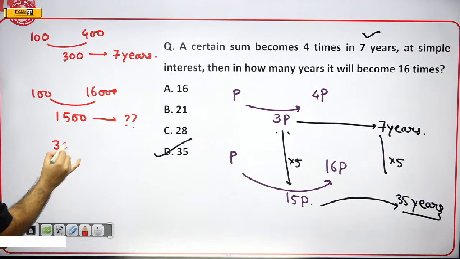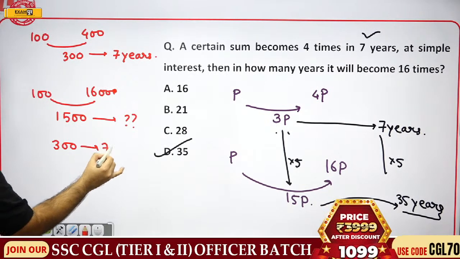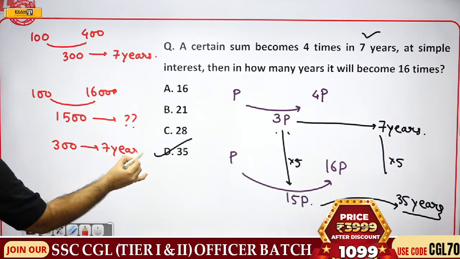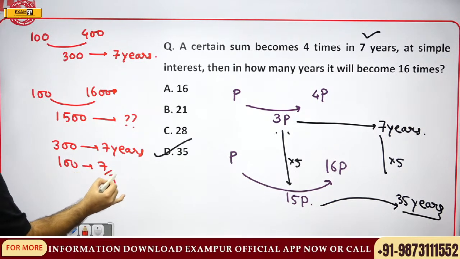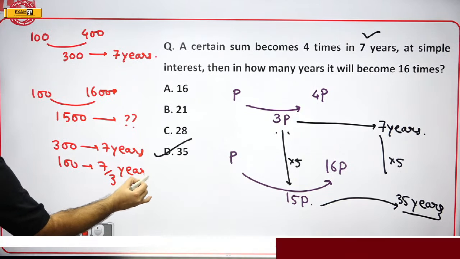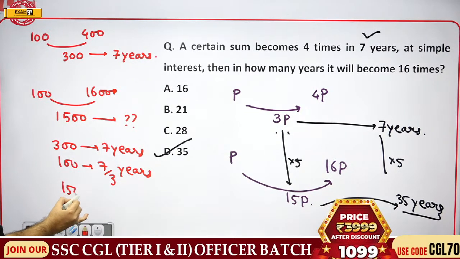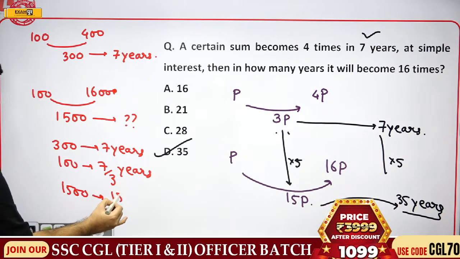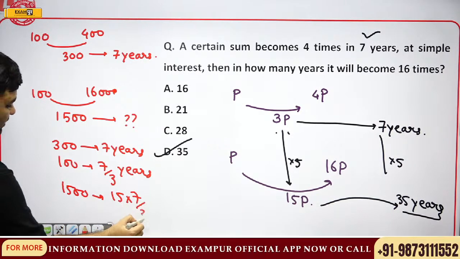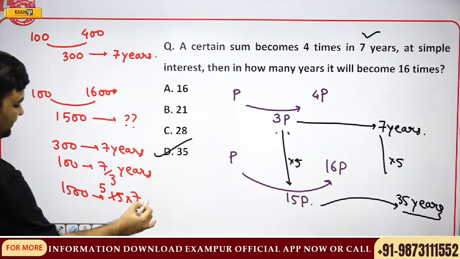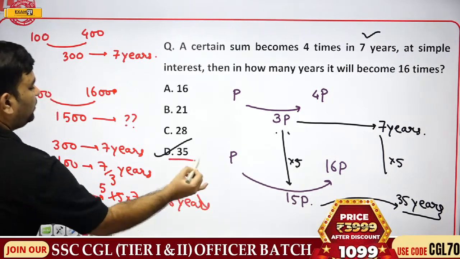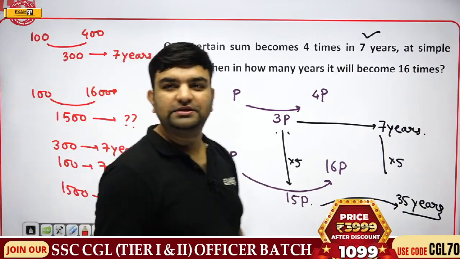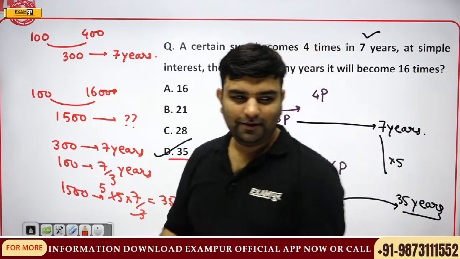So if you get 300 interest in 7 years, then 100 interest you will get in 7 by 3 years. So 1500 interest you will get in 15 into 7 by 3. 7 5s are 35 years. Oh my dear, oh my dear. Okay.